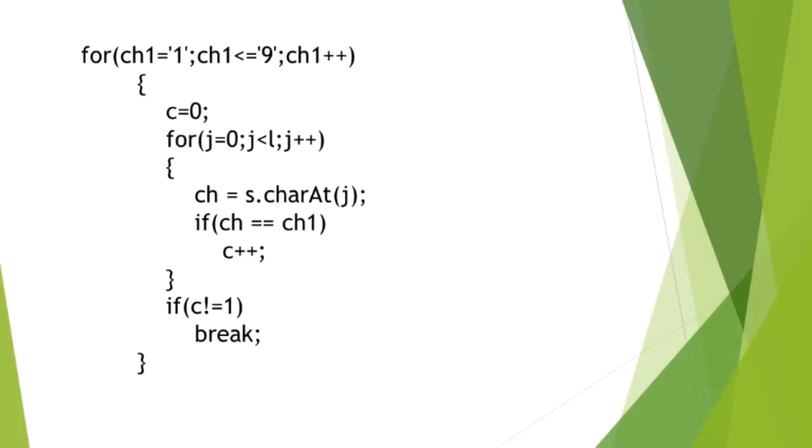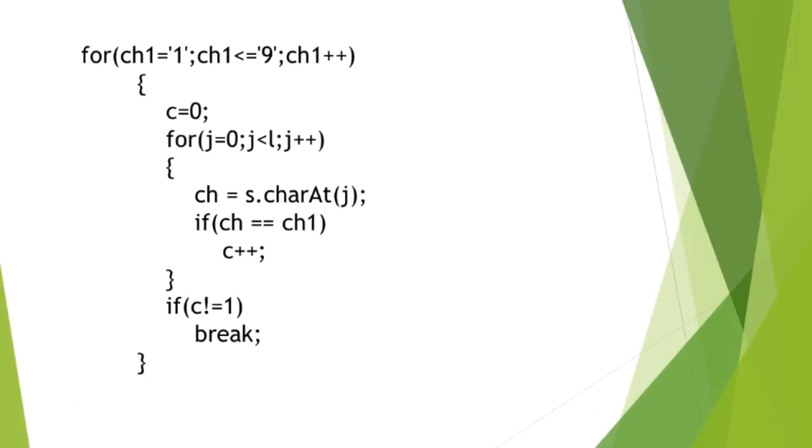So the j loop is to extract one character at a time from the string. So we are starting the j loop from 0 and going till L. j = 0, j is less than L, j++. Then ch will extract one character from the string, s.charAt(j). If ch equals ch1, that means the first character, if it equals 1, then the counter is incremented by 1. Counter becomes 1.